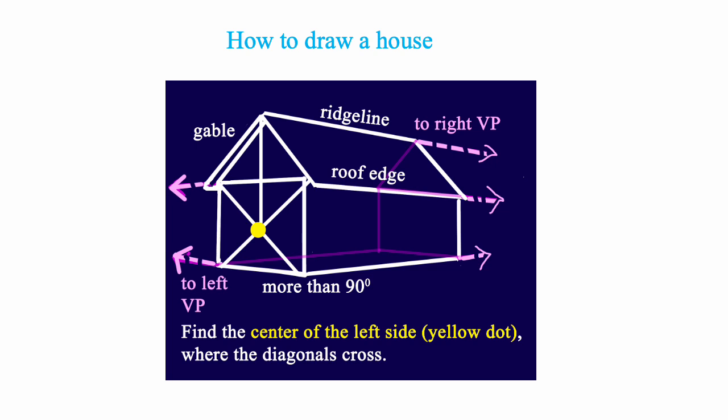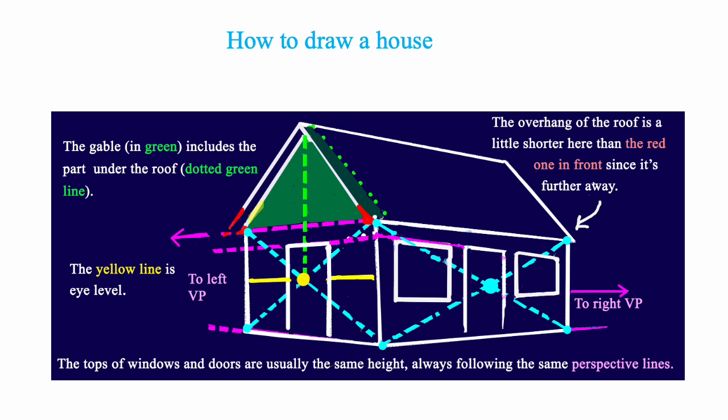When drawing a house in two-point perspective, this lower angle should be more than 90 degrees, especially if it's near eye level, which is probably about here in this picture. The ridge line and the roof line are horizontal, so they converge toward a vanishing point on eye level. Now find the middle of this side using diagonals, and the top of the gable lies above the intersection of these diagonals. The gable includes the part under the roof here. The overhang of the roof is longer in front than it is in back.